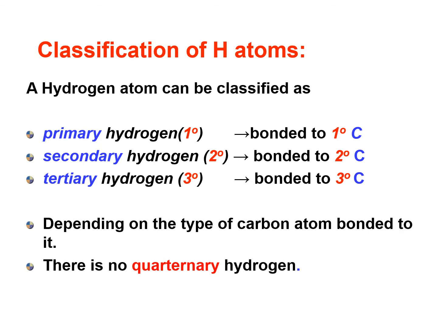Hydrogen can be classified into primary hydrogen, secondary hydrogen, or tertiary hydrogen. There is no quaternary hydrogen. How to classify hydrogen? It depends on the type of carbon atom bonded to it.